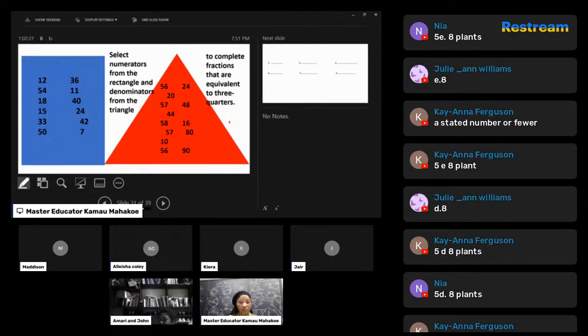Yes, miss. Okay, miss. Select the numerators from the rectangle and denominators from the triangle to complete fractions that are equivalent to 3/4.